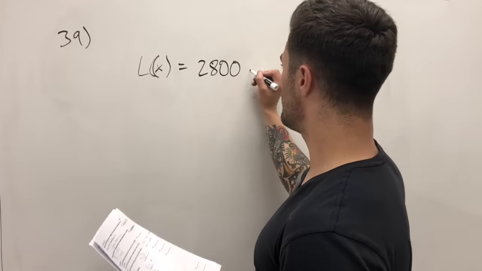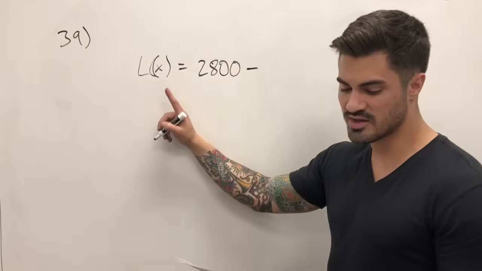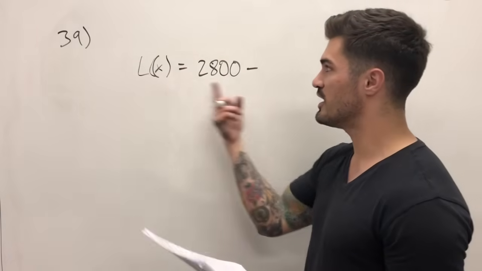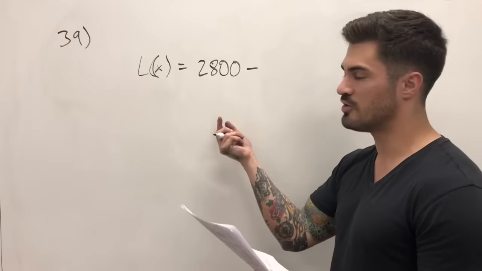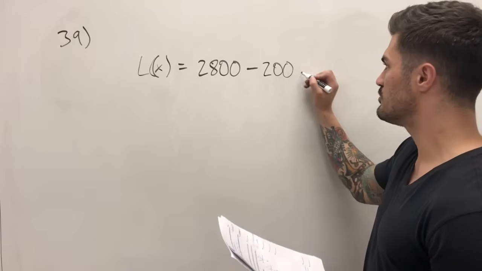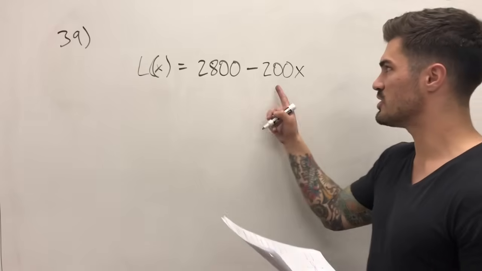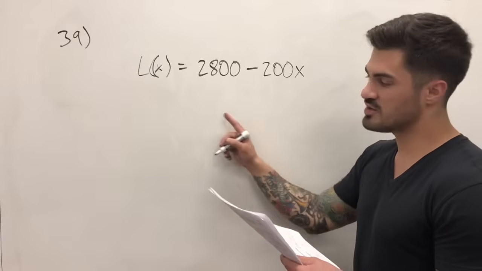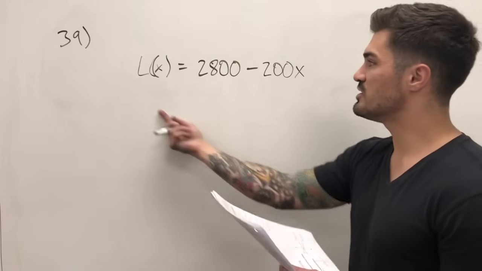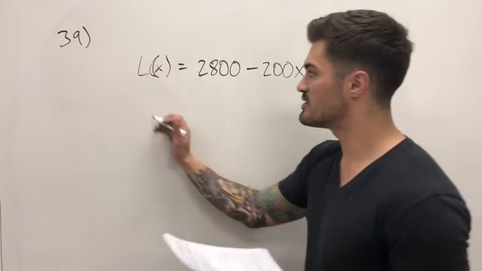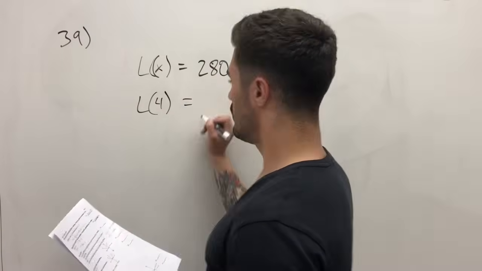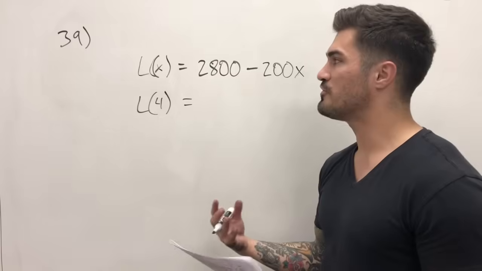So 2,800 minus something, right? Because when x is 0, that means 0 months, so he's made 0 payments. So when x is 0, we need this to equal 2,800, which it will. So I need to have minus 200x here. Yeah, that makes sense because 200x is what's basically taken away from the total amount owed each month, all right? So this is our function, L(x). And in part B, it asks us to find L of 4, which means the total amount owed after 4 months.